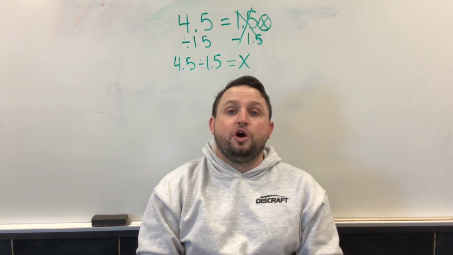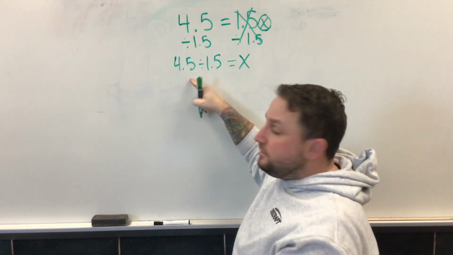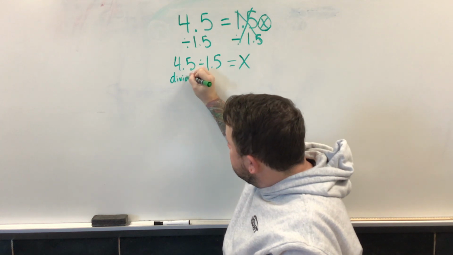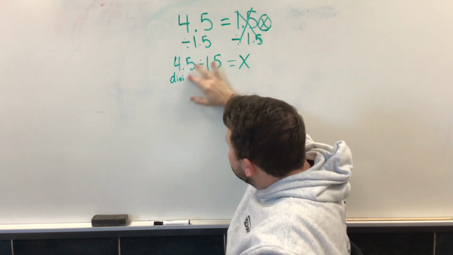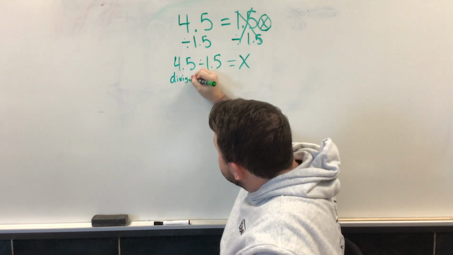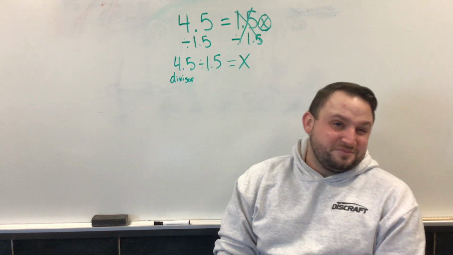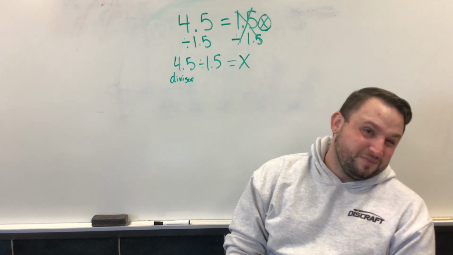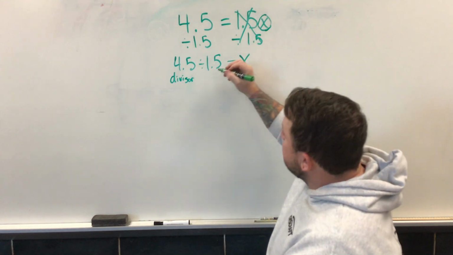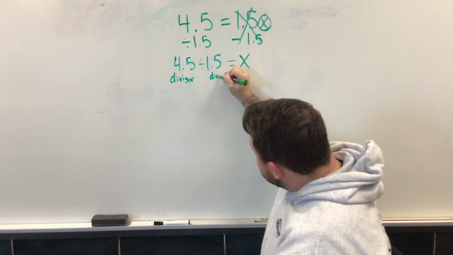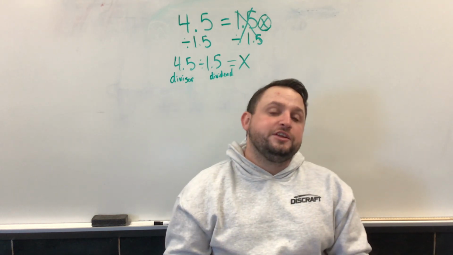So how do we go about solving this problem? Well, this right here, if you remember, this 4.5, this is called your dividend. Okay? Sorry, this is not called your dividend. Trip me up because it's on the opposite side of the equation. This is your divisor. Your divisor is the number that is being divided there. Okay? And then this 1.5, this is your dividend. Okay? So what do you do to solve this problem now?